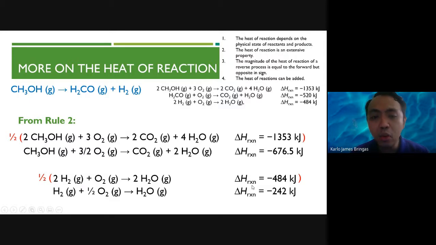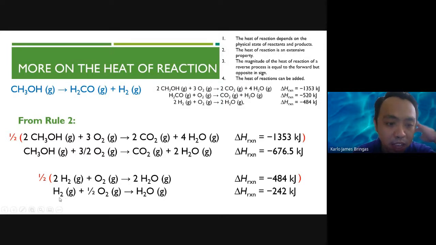So at this point, let me ask for your guesses. If i-reverse natin itong equation na ito, so what will be the new value of delta HRXN? So any guesses what that value will be? Okay, so Rad, Vea, Ivan, Jamir, and Vince all have their answers. So let's see what the correct answer is. Chelsea, Kent, and Kauri as well.